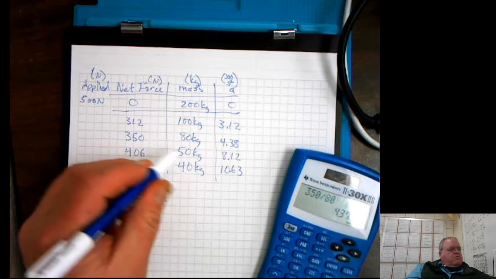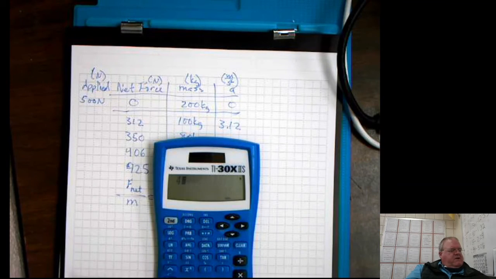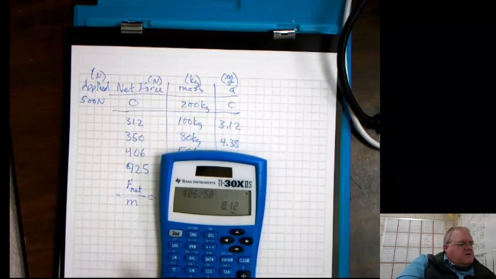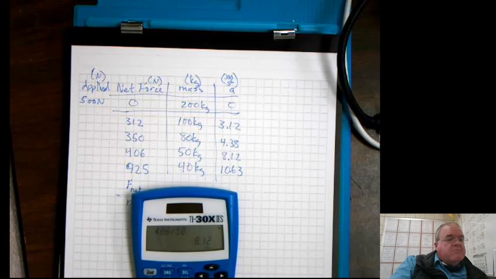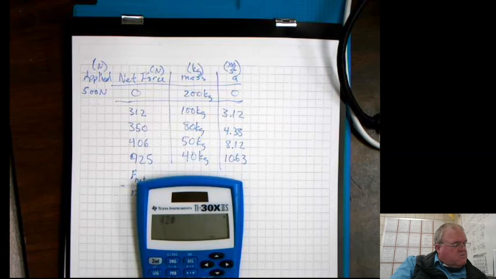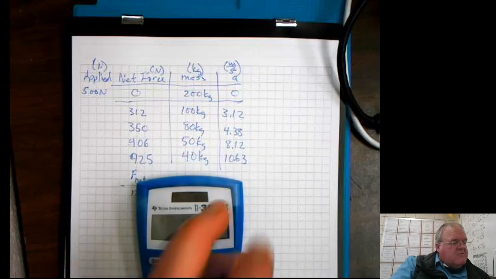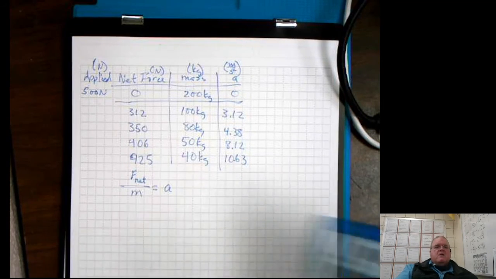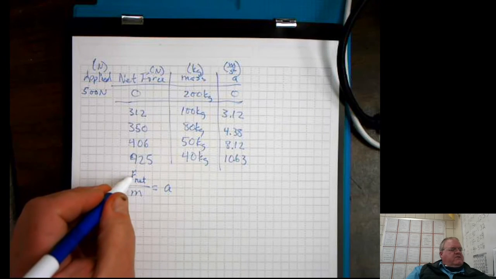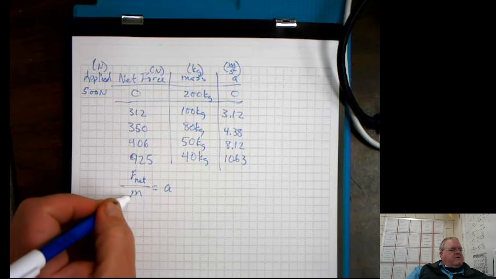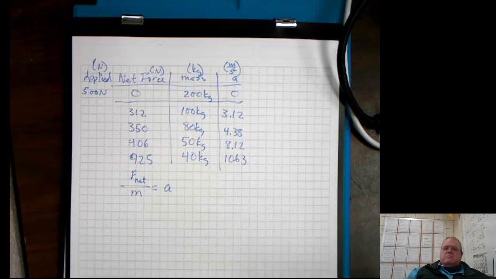So if I do 406 divided by 50, I get 8.12, which is what I have here. And if I do 425 divided by 40, I get 10.625, which is 10.63. So I've now got my relationship here that says the net force divided by the mass equals the acceleration.